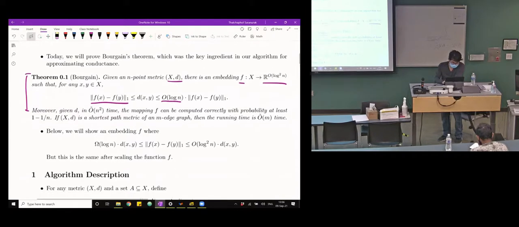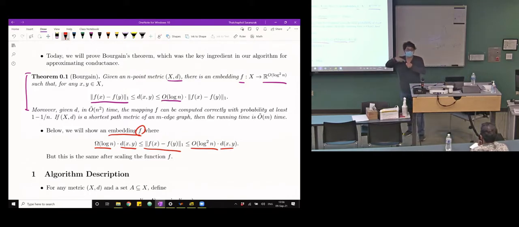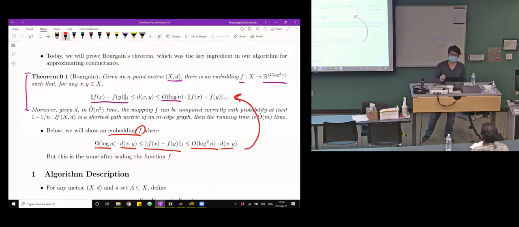And we want to prove it now. And by the way, what I will try to prove is similar, just the same thing up to scaling. I will actually show how to construct an embedding F such that this thing is at least log n times the distance, and at most log n squared times the distance. But if you have this, then you just scale it by something like log n, and you get this. A question about this?